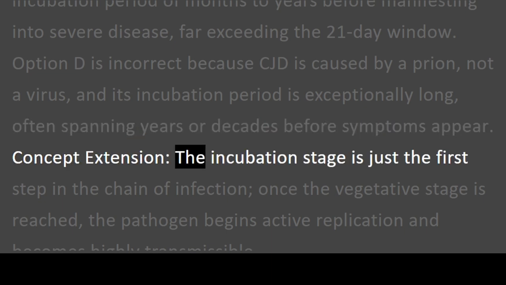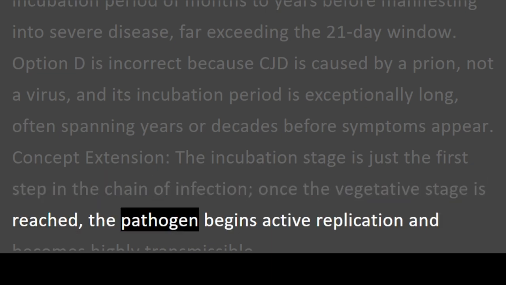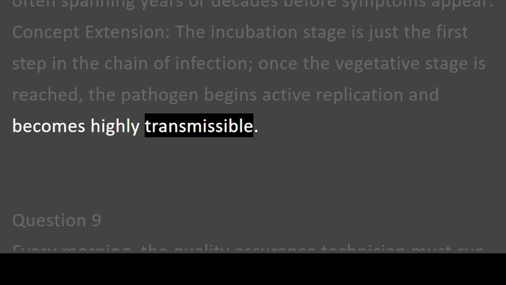Concept extension: the incubation stage is just the first step in the chain of infection. Once the vegetative stage is reached, the pathogen begins active replication and becomes highly transmissible.